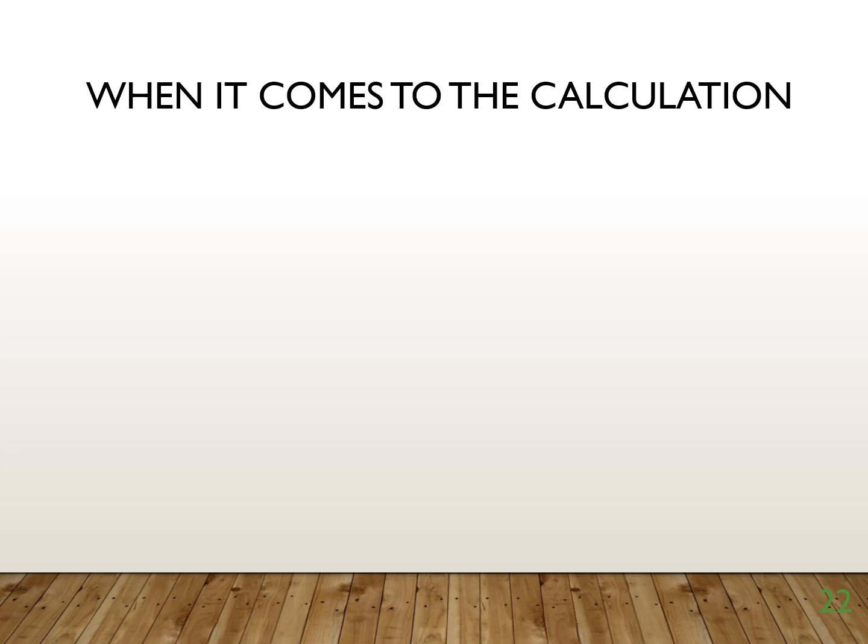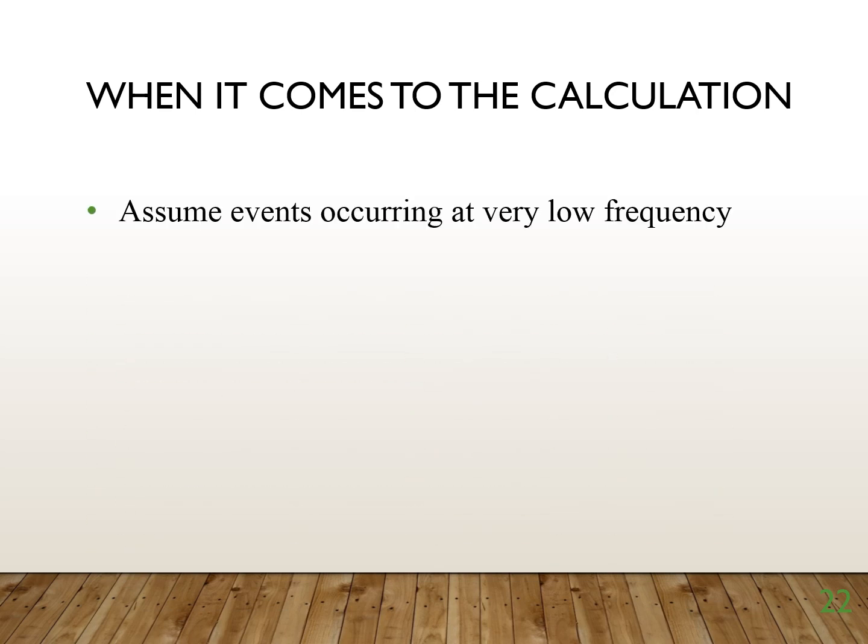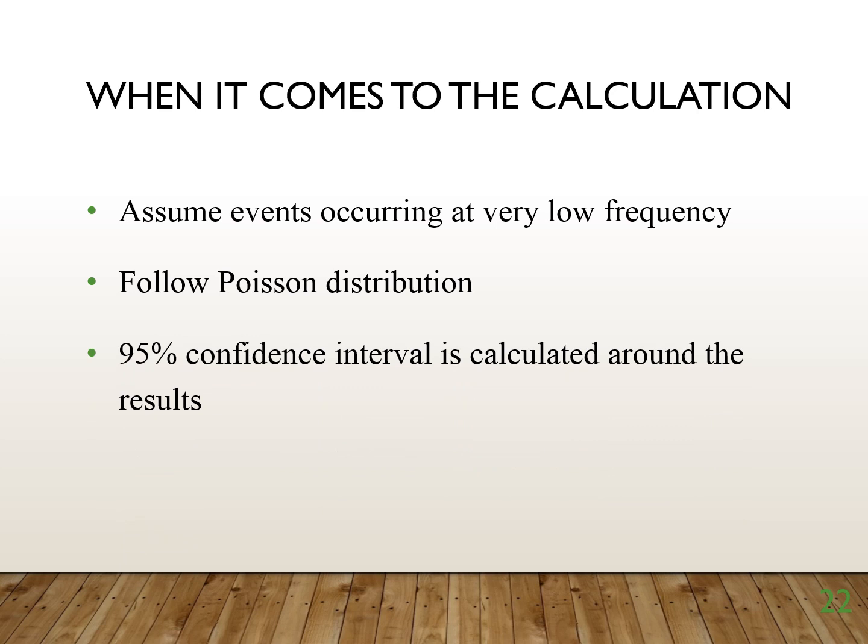For the calculation, we need to adopt that the events are occurring at an extremely small frequency. Consequently, a Poisson distribution is followed. And finally, a 95% confidence interval is calculated around the observed results. On a side note, the Poisson distribution in statistics is a distribution function useful for characterizing events with very low probabilities of occurrence within some definite time or space.